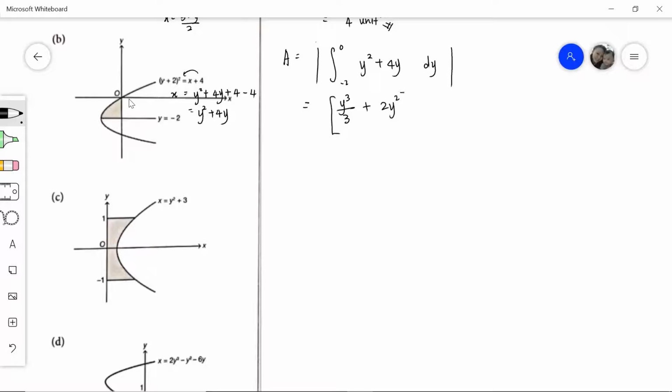Next we integrate it, y cubed over 3 plus 2y squared. And then we substitute the boundaries into the expression. So when we substitute the 0, 0 over 3 is 0, plus 2 times 0 is still 0. So the first part is 0, and then we minus the second part by substituting negative 2 into the expression. So negative 2 cubed is negative 8 over 3, and then plus negative 2, when we square it, we got 4, so we times 2, 8.